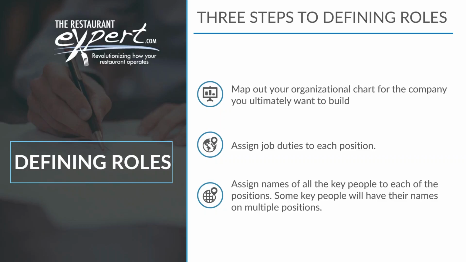But what happens is when we map out the organizational chart for the company we hope to have, not the one we have today, when we list out all of the tasks and eventually create a job description for each of those positions, and then we assign people's names to them, we know exactly what people are responsible for. And if somebody has multiple positions, we know that they're responsible for all those duties.